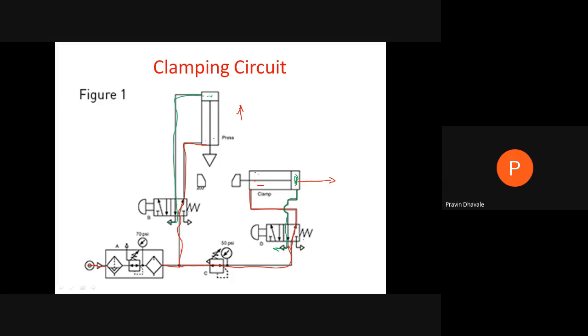Are you getting this normal position now? Okay. Now, when we are applying the pressure on this push button, at that time these positions are activated. These positions are to be actuated. Because of that, this clamp will be moving in inward direction, and this press punch will be moving in downward direction. Now, how will it happen? I will explain.